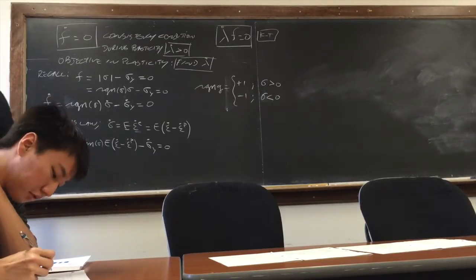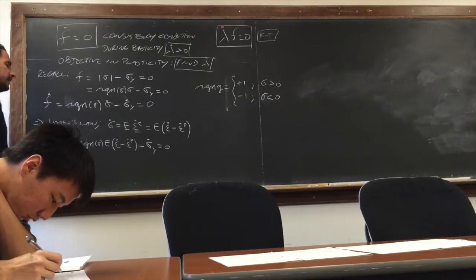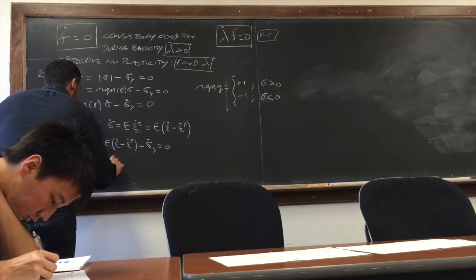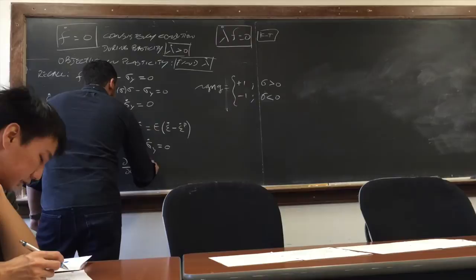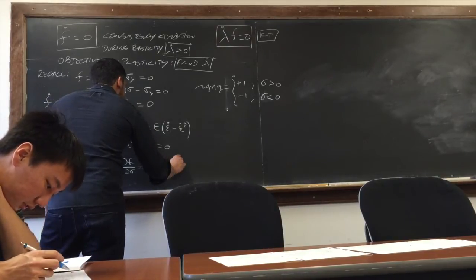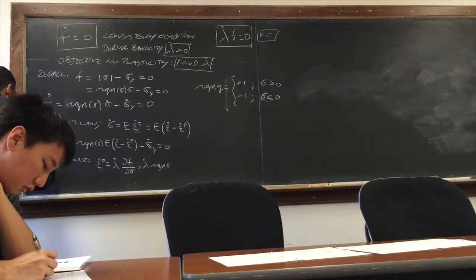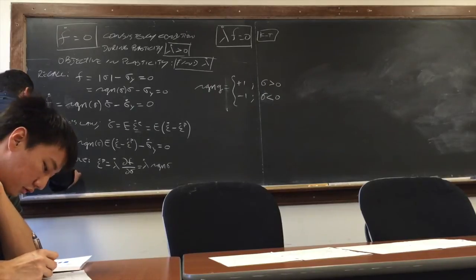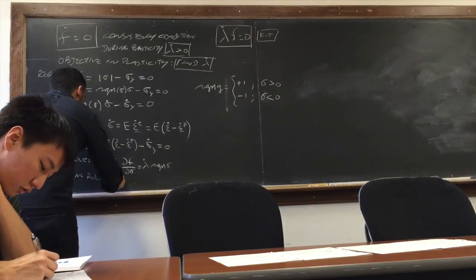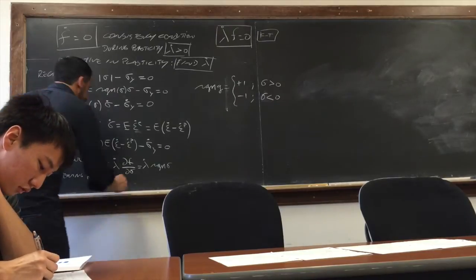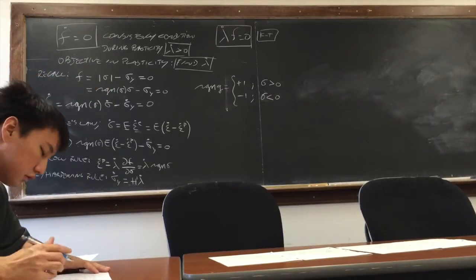Then I recall the flow rule, right, which tells me that epsilon dot P equals lambda dot df d sigma, which in this case is lambda dot sign of sigma, right? And then I also recall the hardening rule, which says what? That sigma y dot equals h prime lambda dot. Is that right? Right?